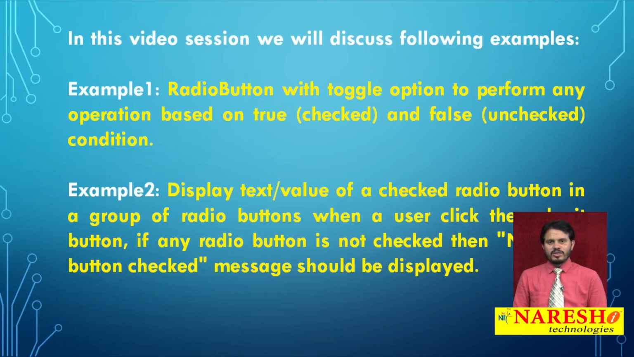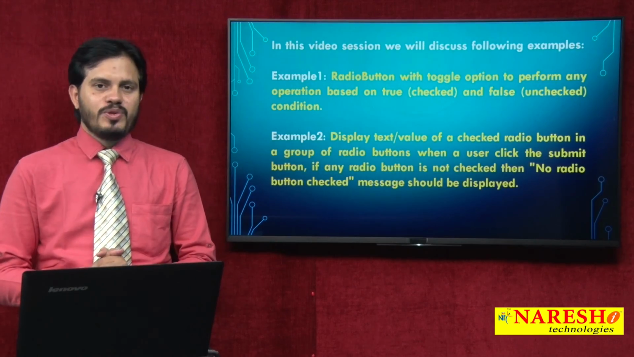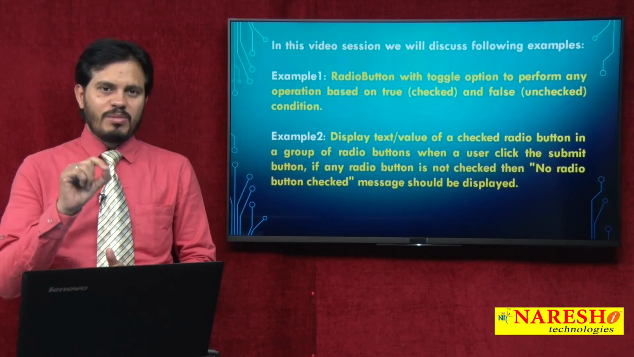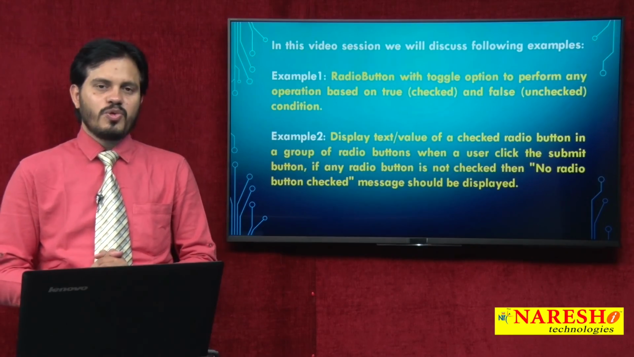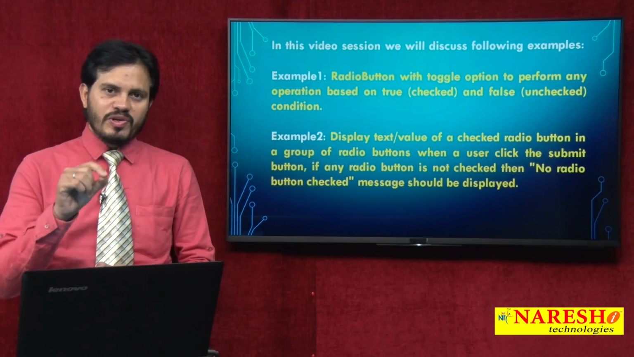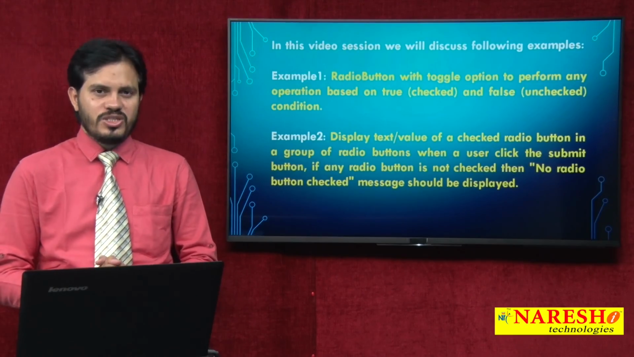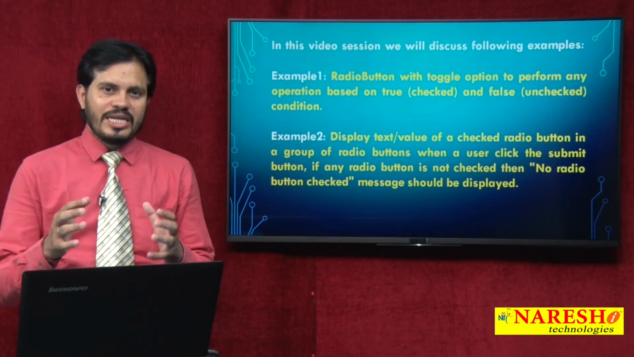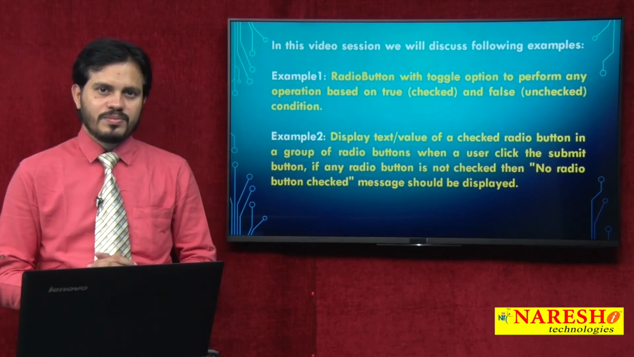Example number 1: a radio button with a toggle option to perform any operation based on a true, that is checked, and a false, unchecked condition. As I have discussed in the checkbox examples, and I hope you remember, a single checkbox can be used as a toggle option. One time if you click on the checkbox it is going to be checked, and again if you click on it, it is going to be unchecked. This is the default nature of a checkbox element.